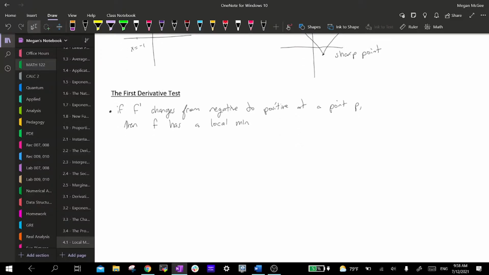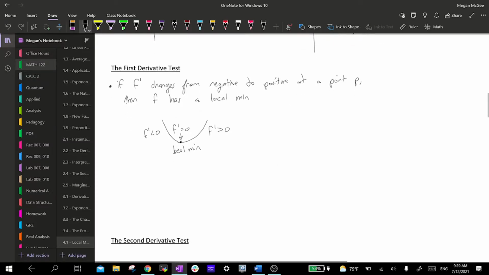Alright, so this would look like, let's see, if we have a negative derivative, then we know we are going down. And if we have a positive derivative, we know we are going up. So, at this point would be our local min. Here we have derivative is negative, here we have derivative is positive. And here, derivative is 0. Specifically at the local min, right?